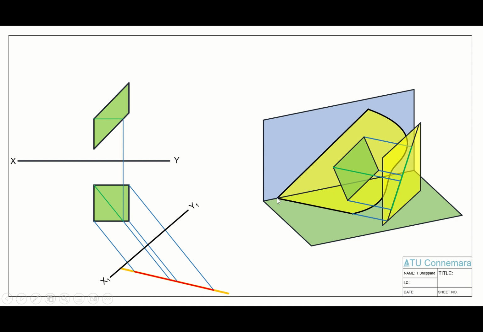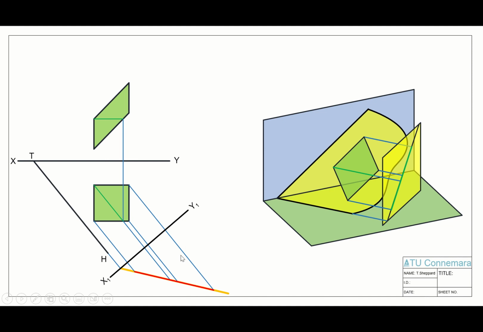And you can see the horizontal trace in our auxiliary is seen as a point view there, where the actual plane meets the ground, being the x1, y1 line in our auxiliary. So there's our point view there. So we project it back into our plan view, and it will be parallel to our green line here like that. So that's our horizontal trace there in our plan view.